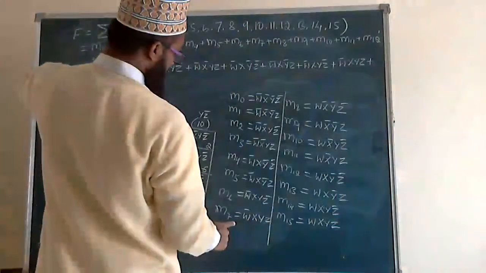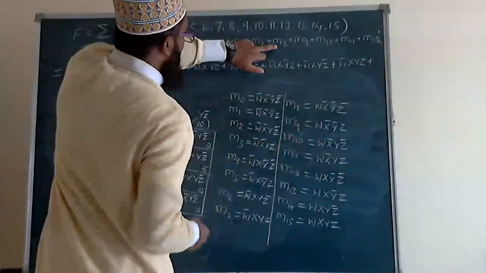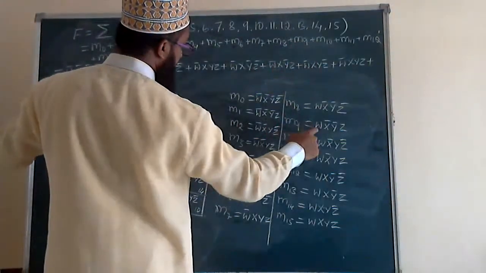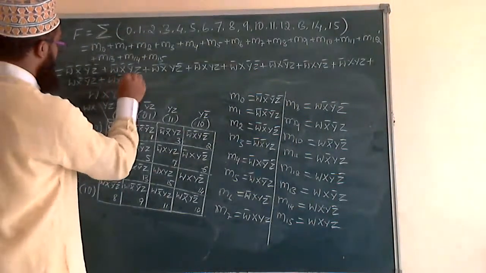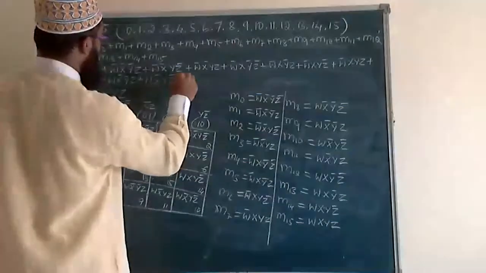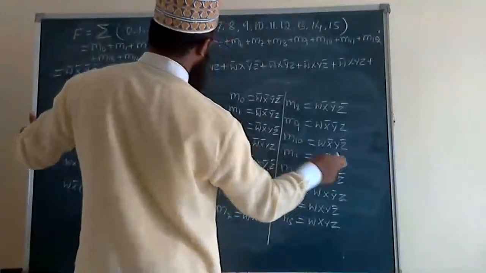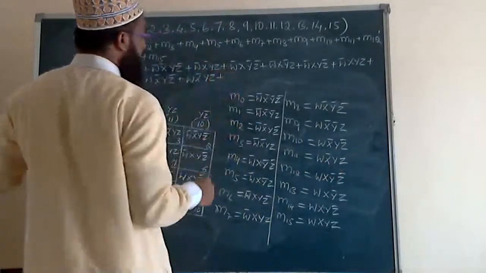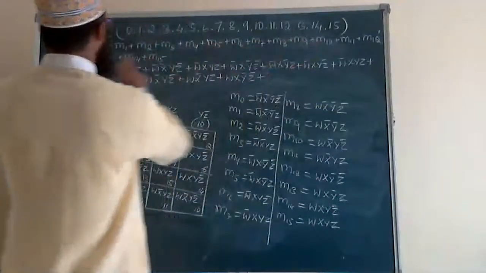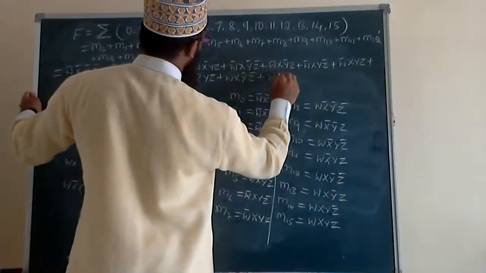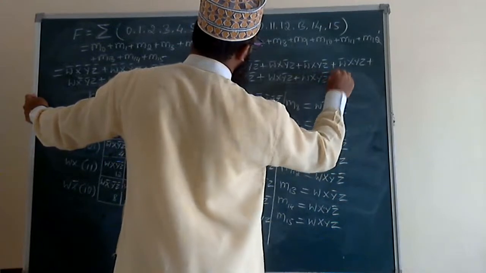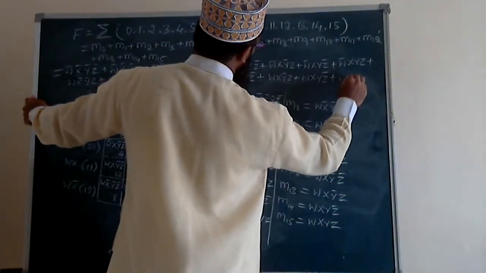Then after m7, m8 is there. m8 is W X bar Y bar Z bar plus m9. m9 is W X bar Y bar Z plus, then m10 is W X bar Y Z bar plus, then m11. m11 is W X bar Y Z plus, then m12 is W X Y bar Z bar plus, then m13. m13 is W X Y bar Z, plus m14 is W X Y Z bar, plus m15 is W X Y Z.